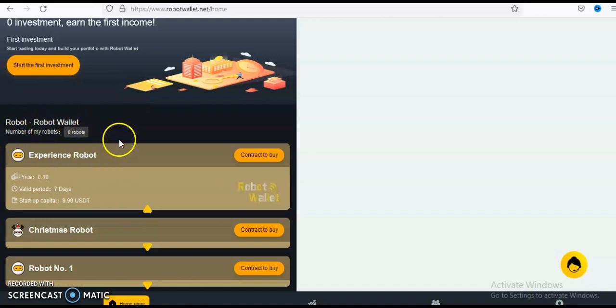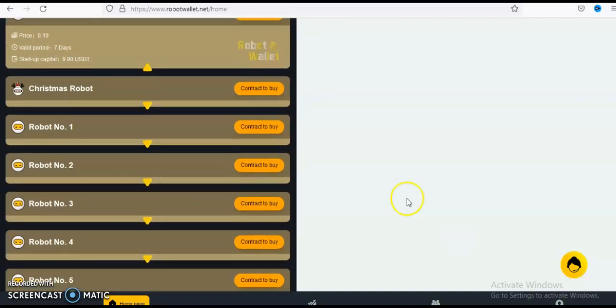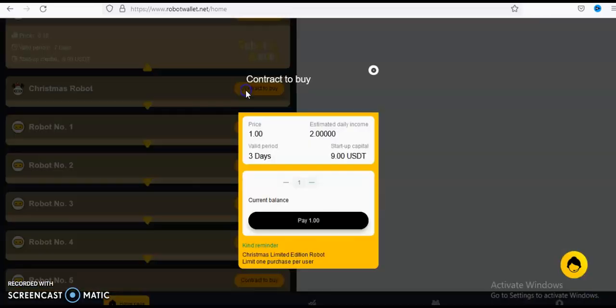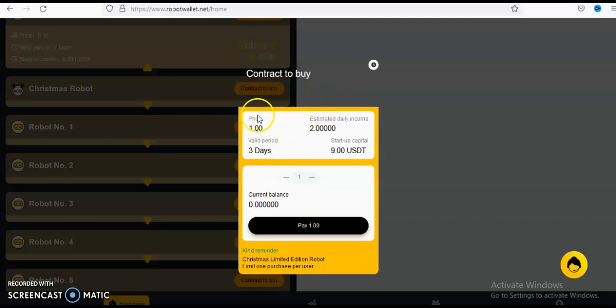They have the experienced robot, which costs 0.10. Then you need a startup capital of $9.90. That means in general you need $10 to be able to buy this experienced robot, and its validity is just 7 days. Now they also have the Christmas robot, just as you can see. The Christmas robot, the price is $1. The validity is 3 days. The startup capital is $9, and the estimated daily income is $2.